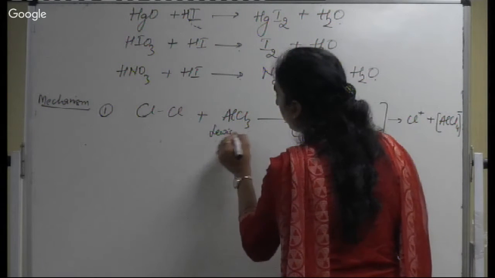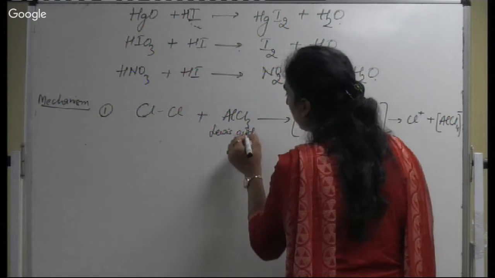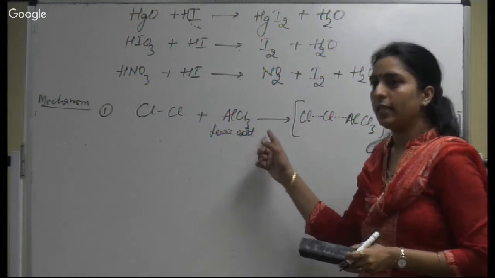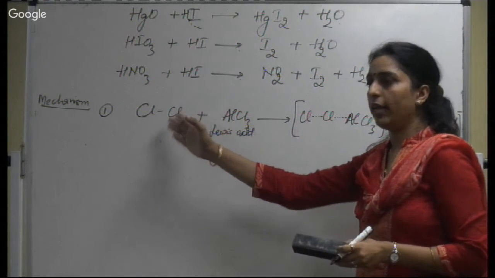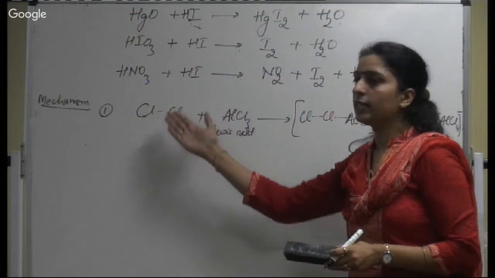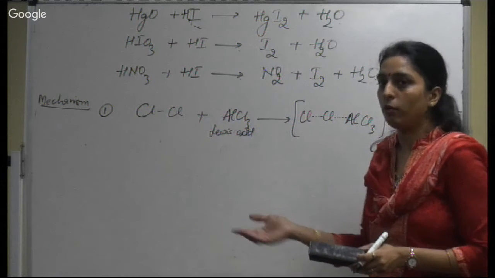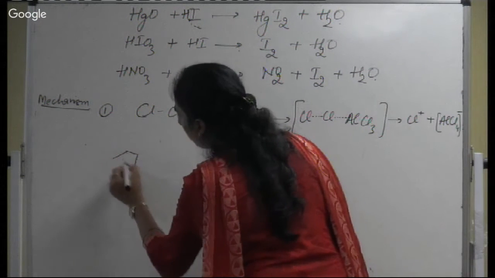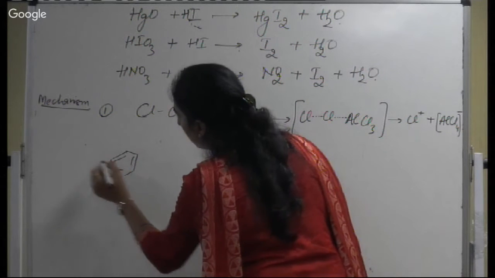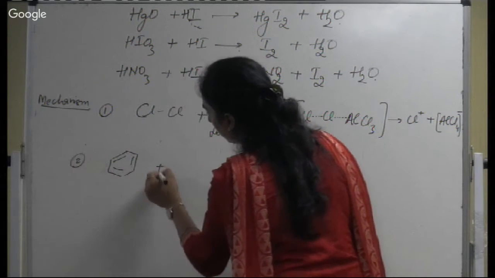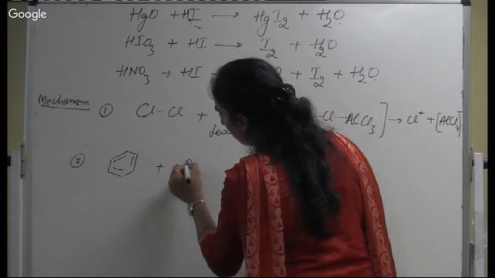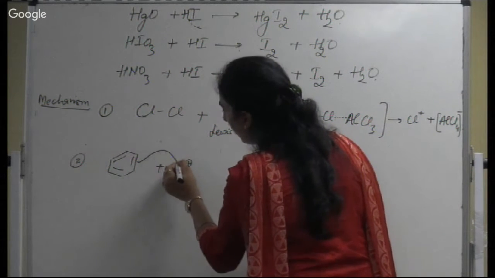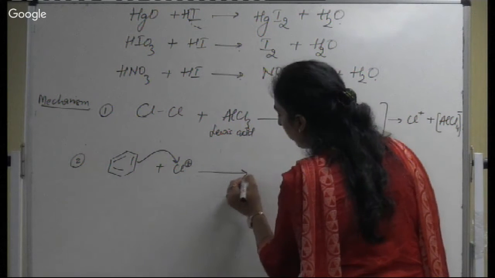What is the function of this Lewis acid? Yes, it will help in breaking the C-Cl bond. Otherwise, the bond is non-polar. Now, this chloronium ion is attacked by the electron density present on the benzene ring.